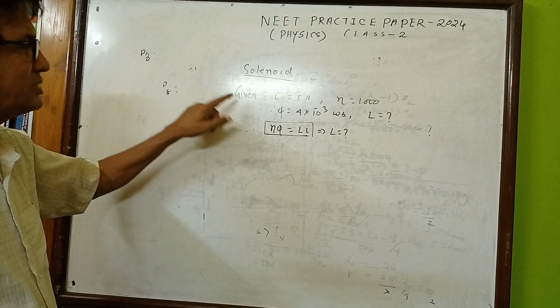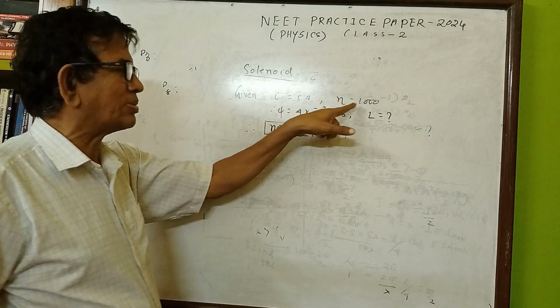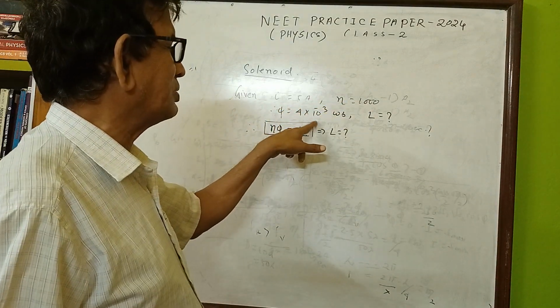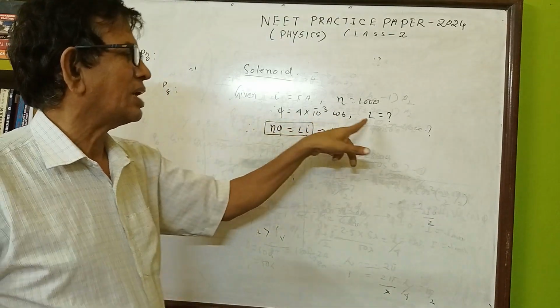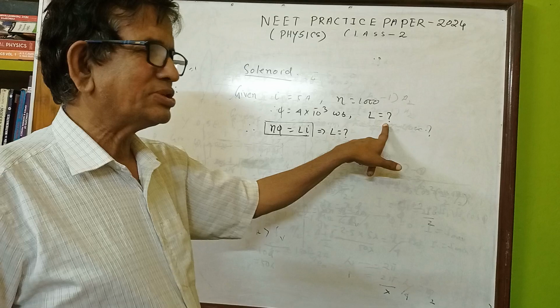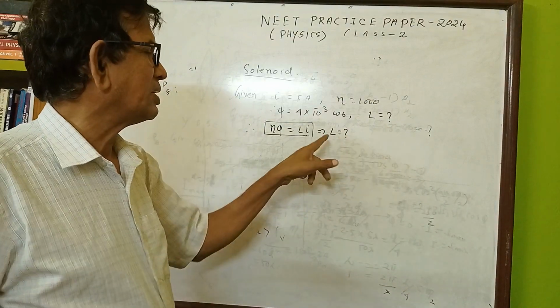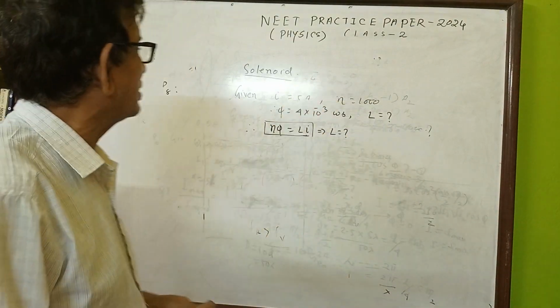What is the problem? Given I equal to 5 ampere, N number of turns 1000, phi equal to 4 into 10 to the power minus 3 Weber. Weber is the unit of flux, and L is the coefficient of self inductance. Now from this formula you can calculate L.